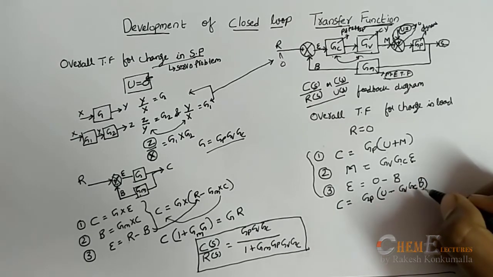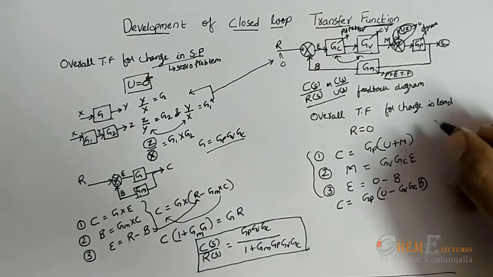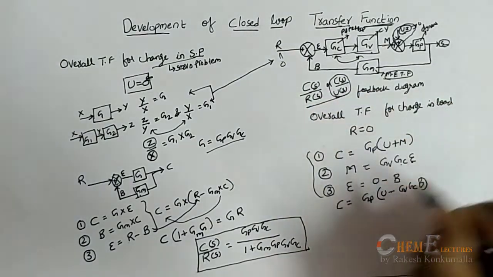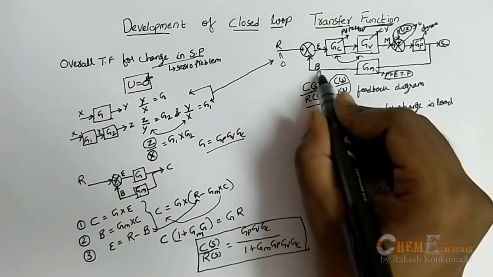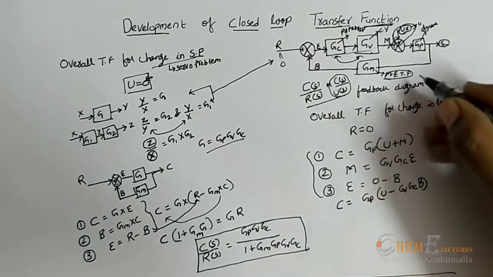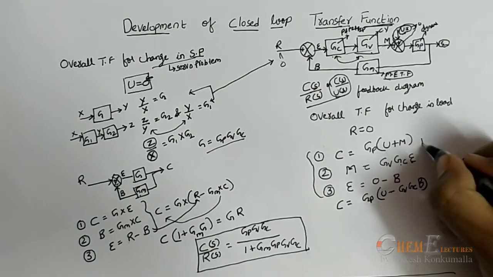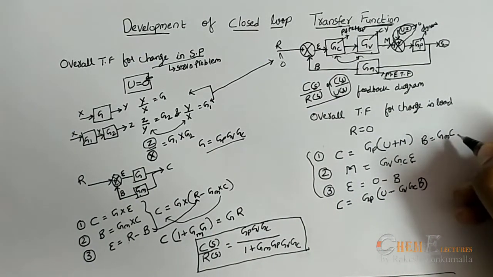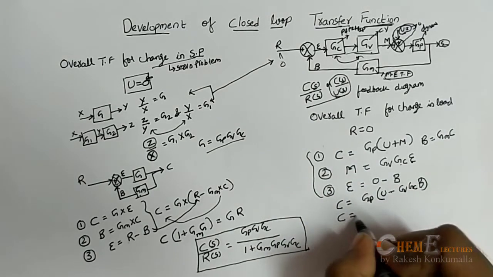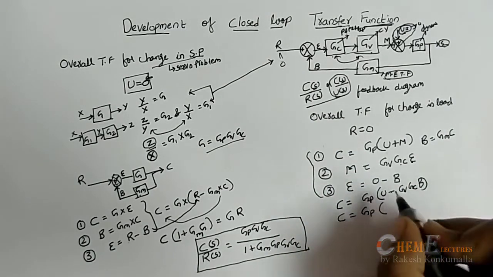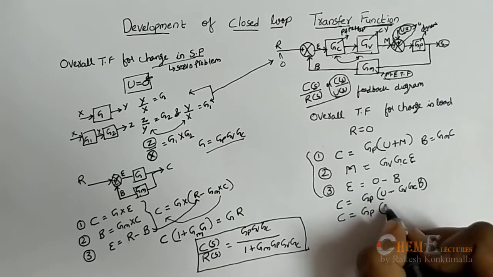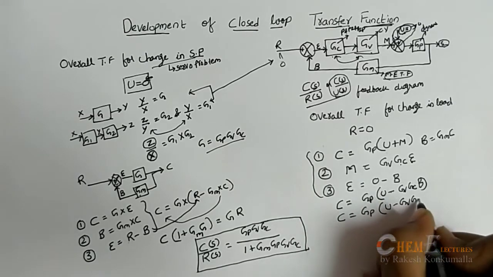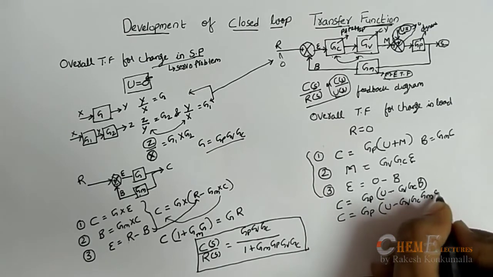But I want the ultimate term in terms of C of S by U of S. So now how can you write B in terms of C? That is B is equal to Gm of C. So you can write G is equal to Gp into U minus Gv Gc Gm C.